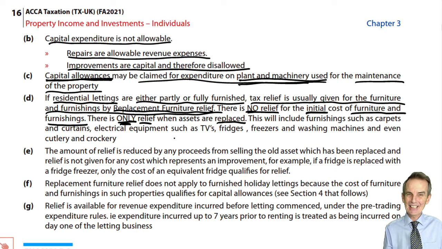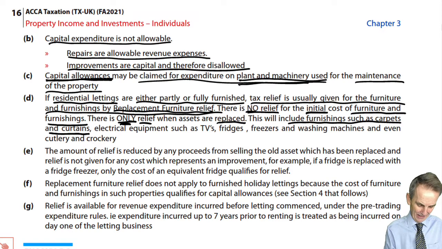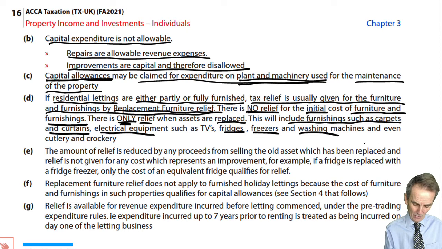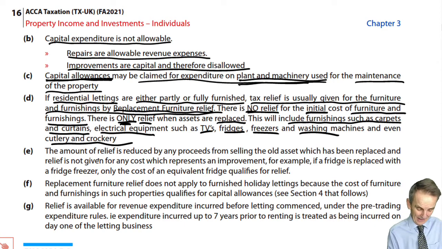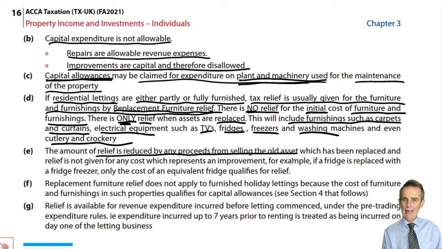But then there's a few other rules in terms of how much of that replacement furniture cost will be allowable for taxation purposes. What will be involved, of course, will include furnishings such as carpets and curtains, electrical equipment, again, all your white goods, your fridges and freezers and washing machines, etc., TVs, and even cutlery and crockery. But the amount of relief is reduced by any proceeds from selling the old asset. So that will be deducted.